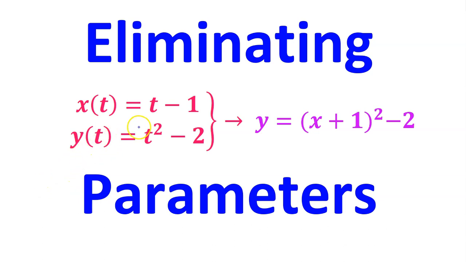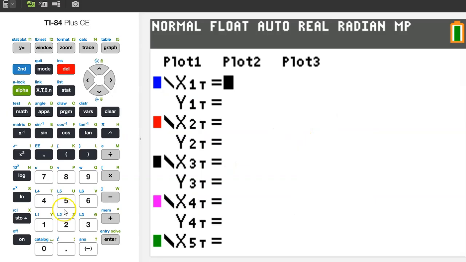In this video, I will show you how to take a parametric equation where x and y are written in terms of a third variable like t, and rewrite it as a rectangular equation with only x's and y's. This is called eliminating parameters. But first, we will do a brief exploration on our graphing calculator.